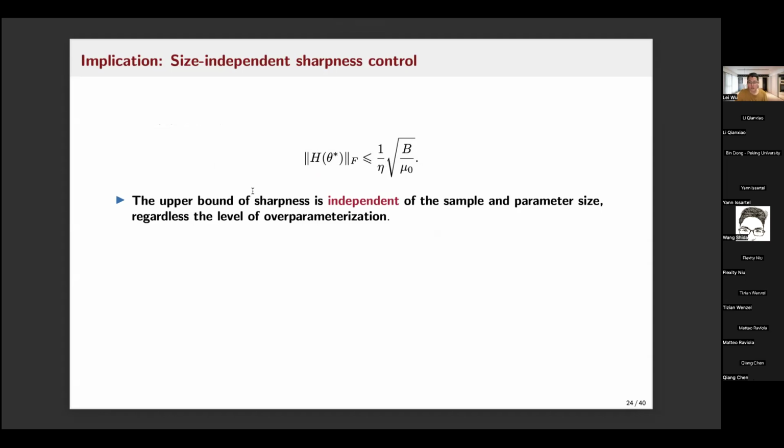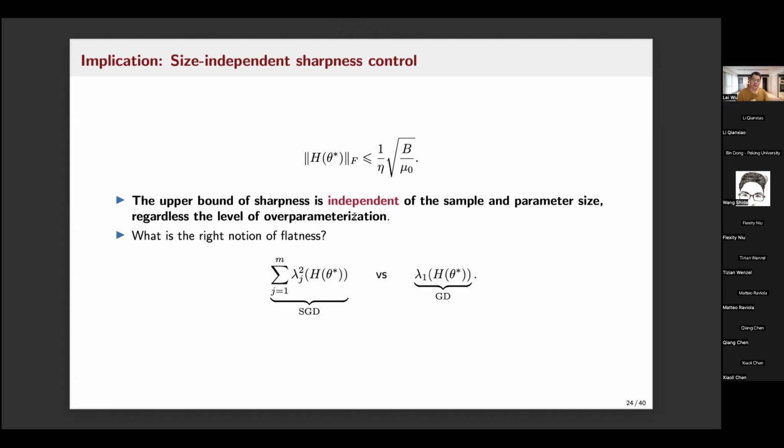And the most important observation is that this upper bound of sharpness is independent of the level of over-parameterization, in particular the sample size and the parameter size. So no matter how over-parameterized, how wide, how deep your model is, or how many parameters it has, as long as you use a fixed learning rate, for example learning rate 1.0 and some batch size, say 200, your SGD can only converge to solutions with the sharpness bounded by a constant, independent of your over-parameterization.